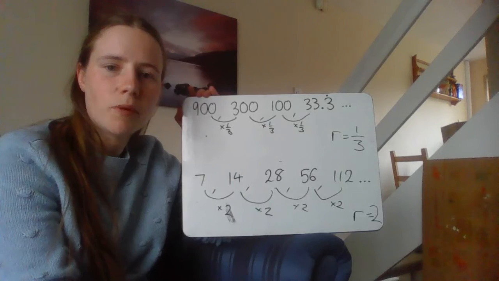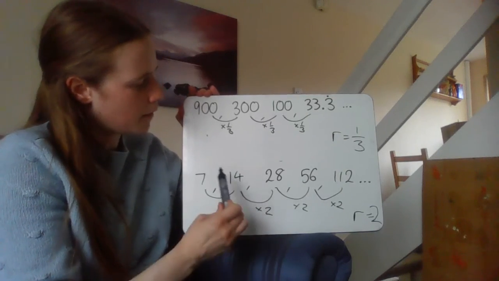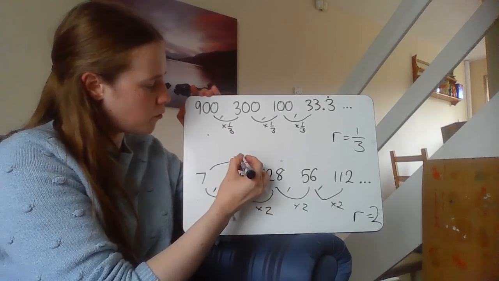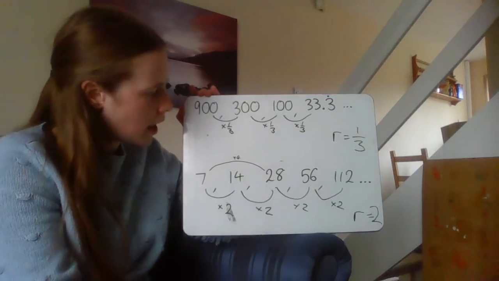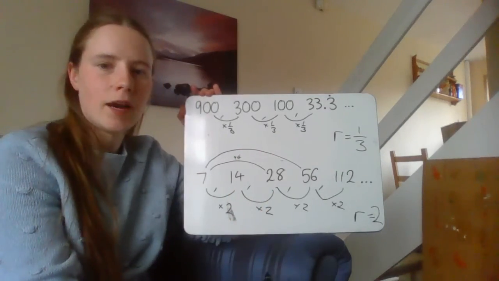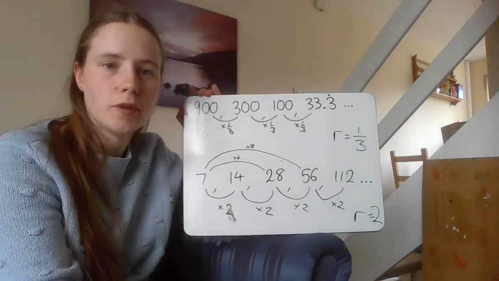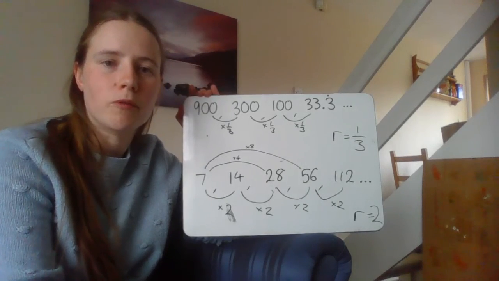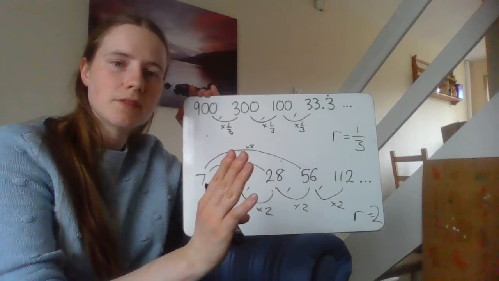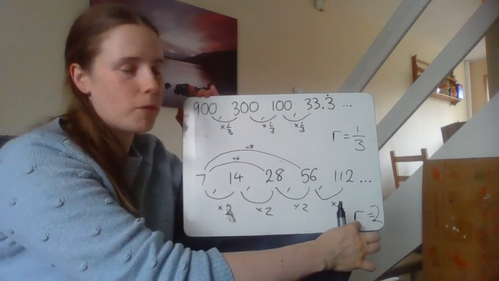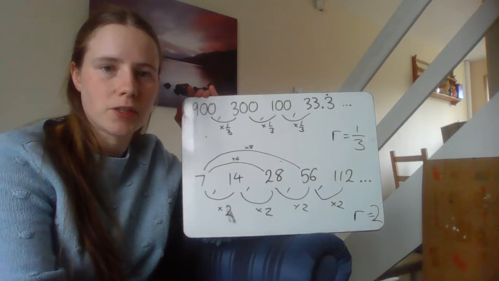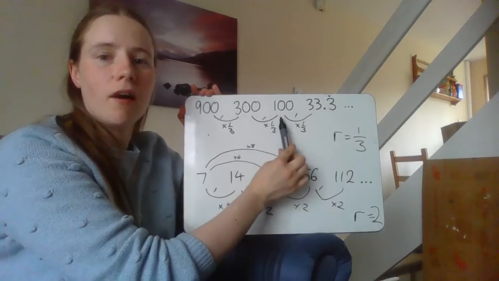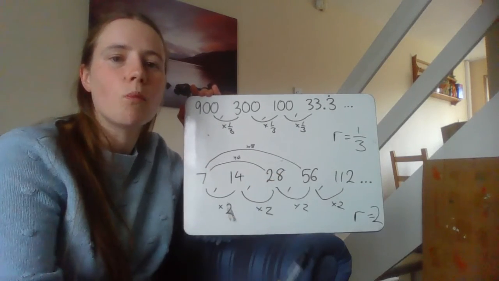There's one other thing that I'd like to point out before we try some questions, and that is, if you want to do a double jump in this sequence, you'd times by 4, which is 2 squared. And if you wanted to do a triple jump, you'd have to times by 8, which is 2 cubed. To do 4 jumps, you'd have to times by 16, which is 2 to the power of 4. So to do multiple jumps, you're going to be using powers of the common ratio, and that can sometimes help you out with questions as well. So another example, to go from 900 to 100, we're dividing by 9, or timesing by a 9th, which is 1/3 squared.